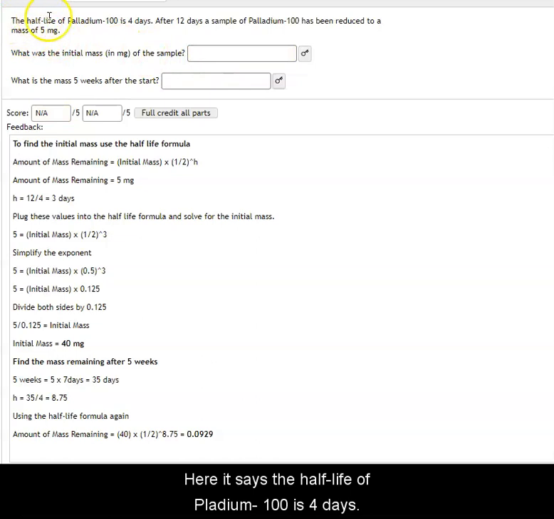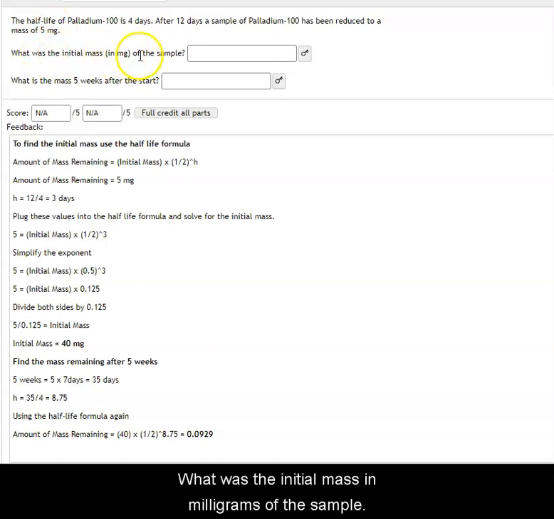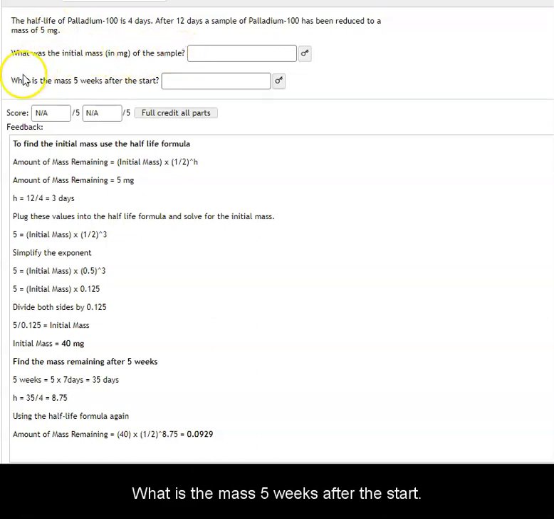So here it says the half-life of palladium-100 is 4 days. After 12 days, a sample of palladium-100 has been reduced to a mass of 5 milligrams. What was the initial mass in milligrams of the sample? What is the mass 5 weeks after the start?